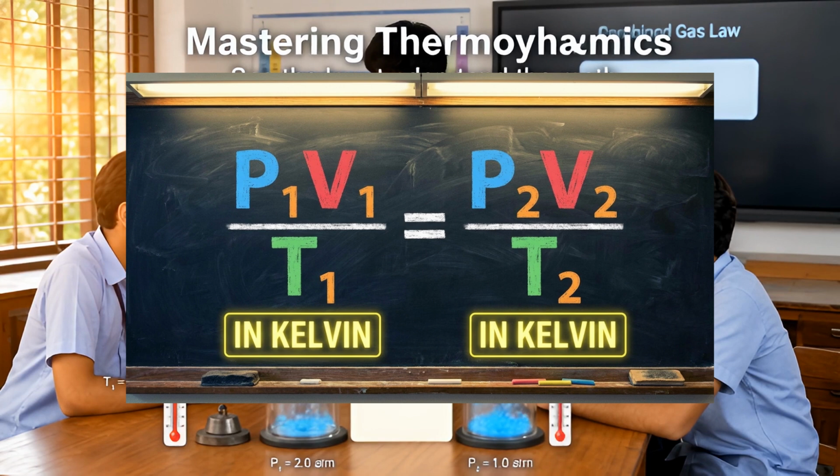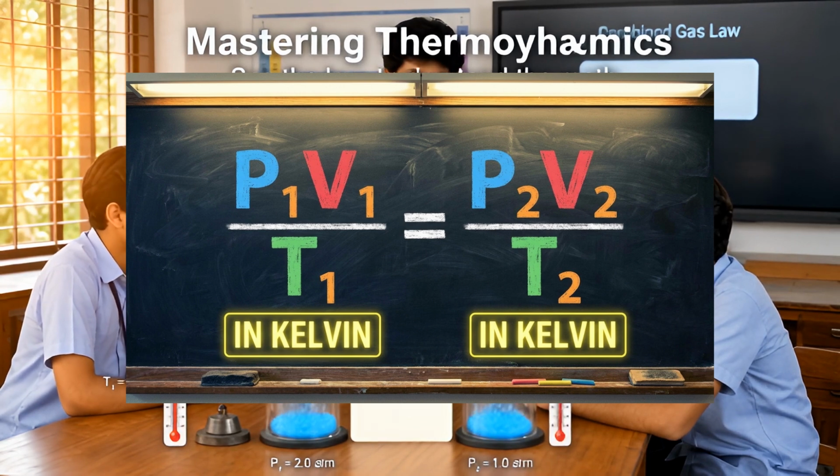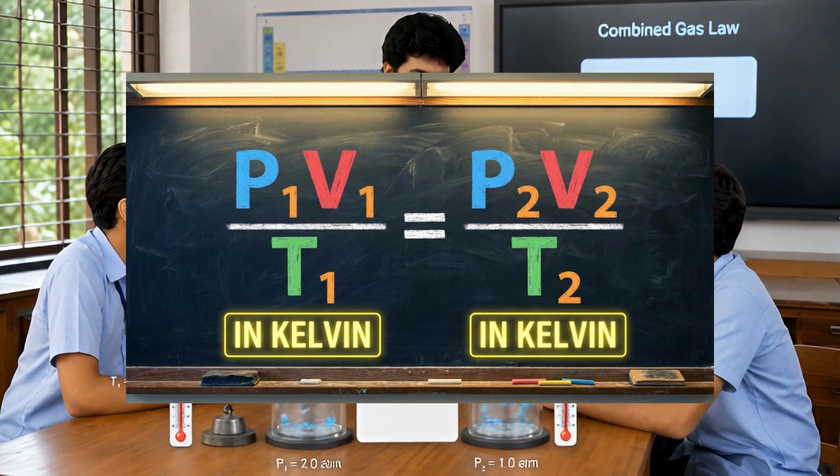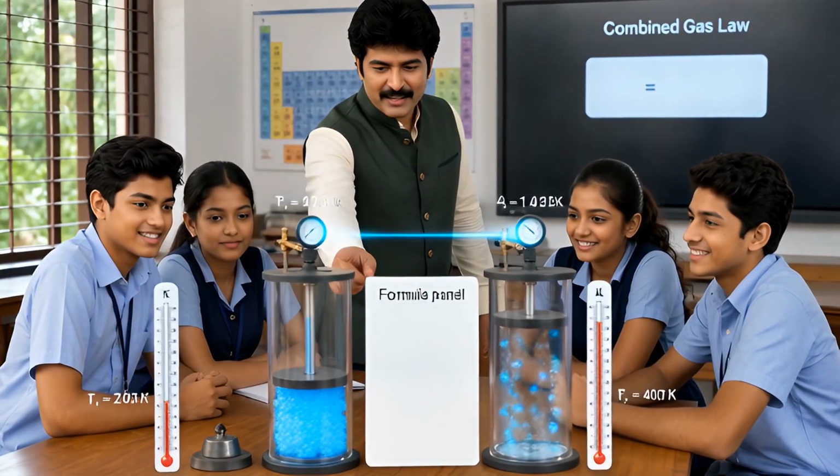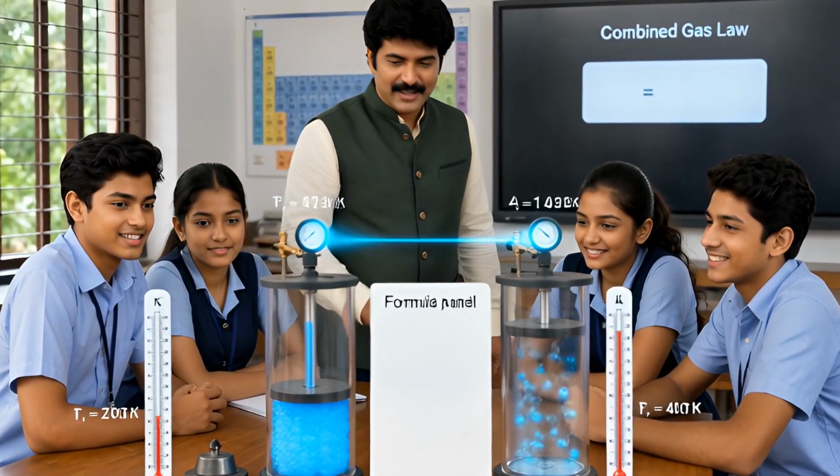P1 is the initial pressure, V1 is the initial volume, T1 is the initial temperature, P2 is the final pressure, V2 is the final volume, T2 is the final temperature. Here too, the temperature must always be expressed in Kelvin.